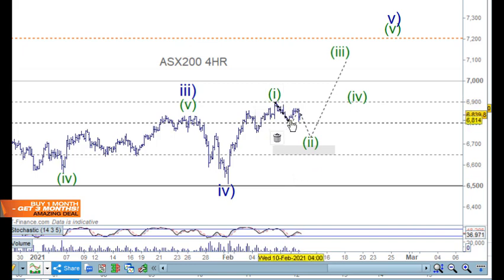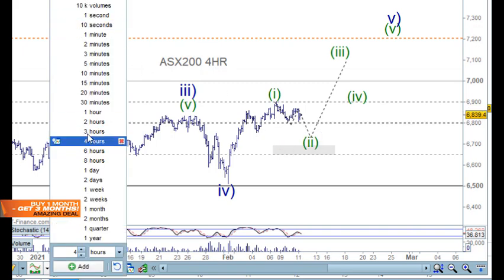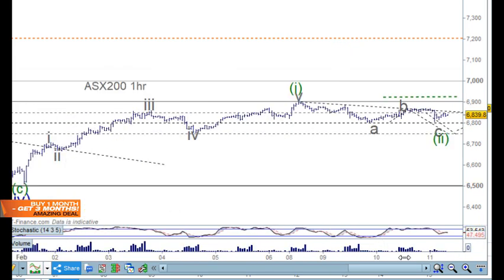We're in this zigzag correction. A zigzag is normally in wave 2, which is a 5-wave structure, 3-wave structure and a 5-wave structure. So let's go in and just pick up from where we left off yesterday.